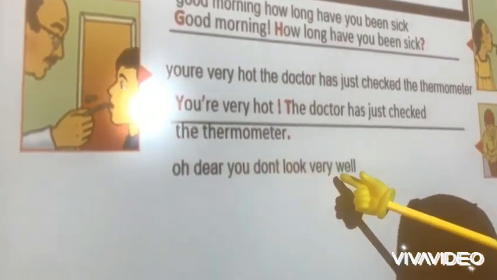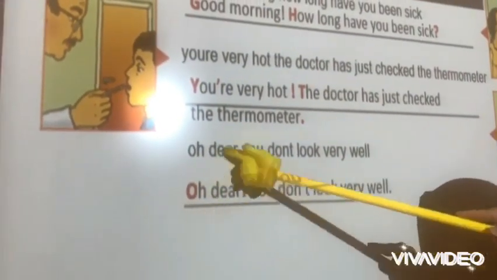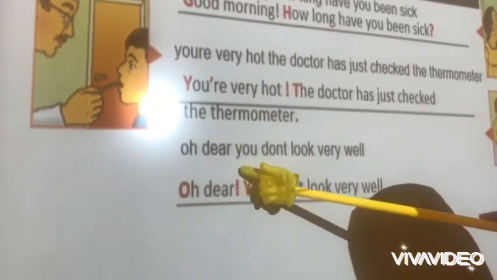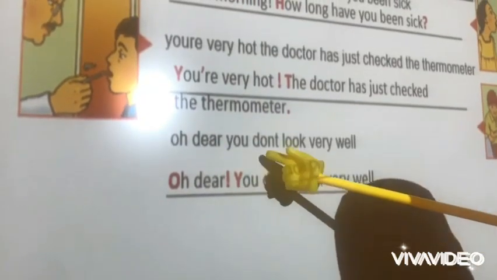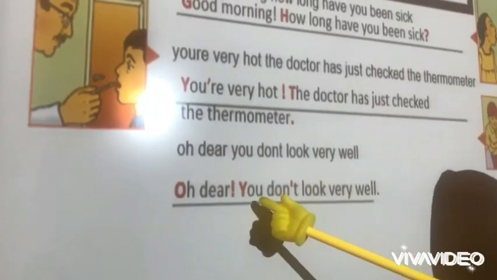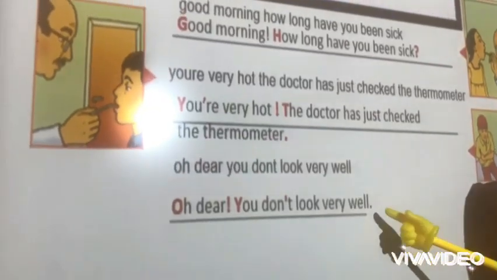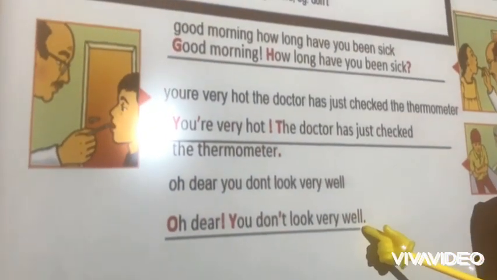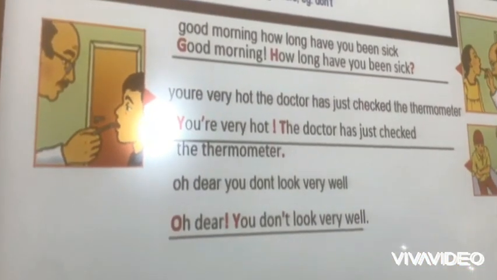Oh dear, you don't look very well. Again, O capital. Oh dear, after it, exclamation mark. You will start with a capital Y. Don't, what do we have again? Apostrophe. And when you say you don't look very well, is it a question or a sentence? Of course, a sentence. And we have to write at the end a full stop. Now, we finish period 7. Now, let's answer the last question for today.